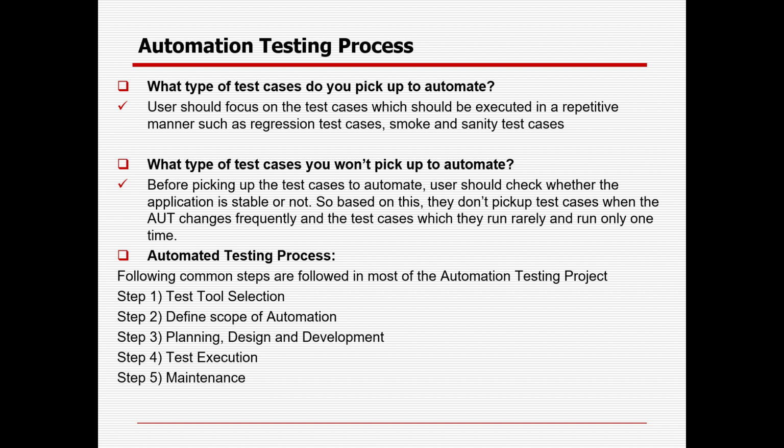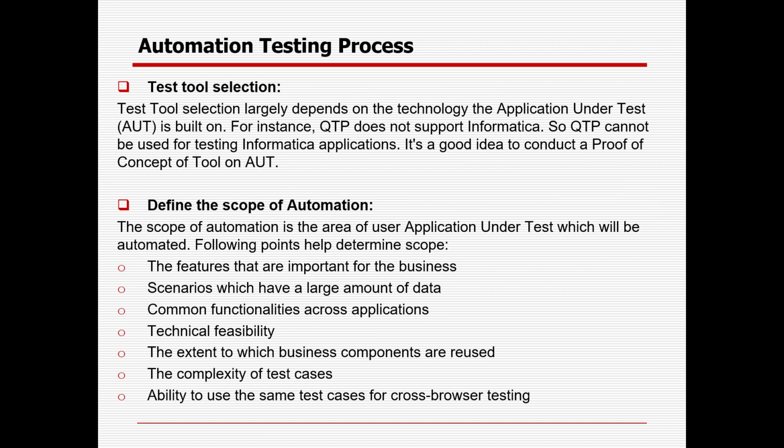In the automation testing process, there are 5 processes through your automation journey. First is tool selection. Then define the scope of automation, then the planning, design and development, then execution and reporting, and then the maintenance.